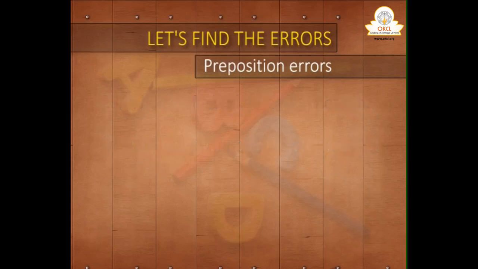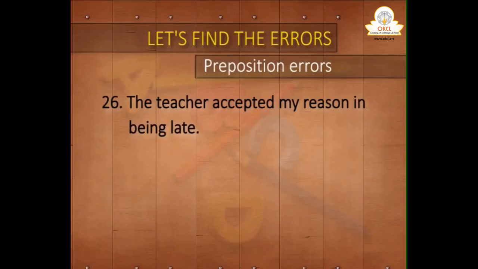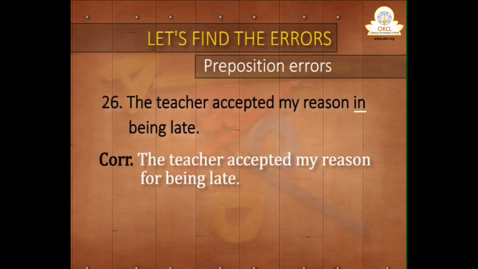The teacher accepted my reason in being late. Someone was late, and whatever reasons he provided, the teacher accepted it. So we cannot say it this way, "reason in being late." The reason for being late. The teacher, or my boss, or anyone you can say, accepted my reason for being late. Let's see the next sentence.